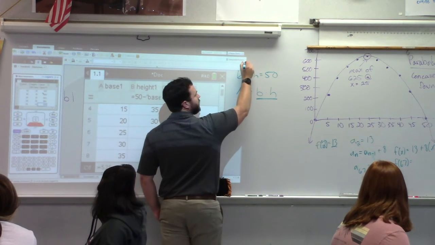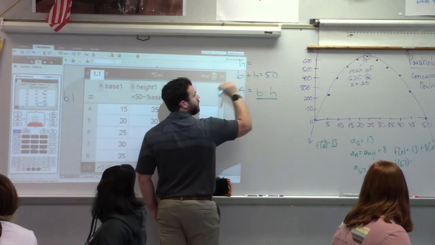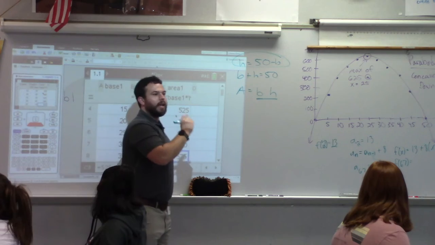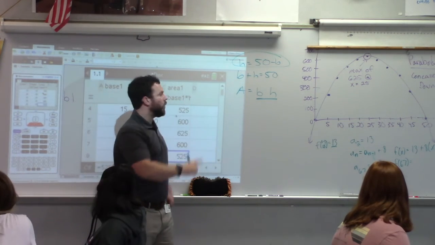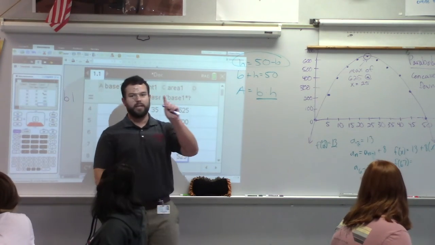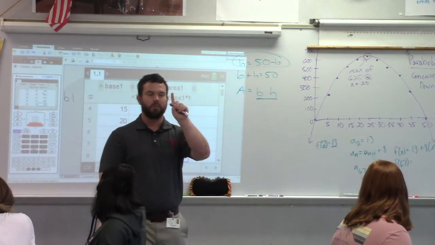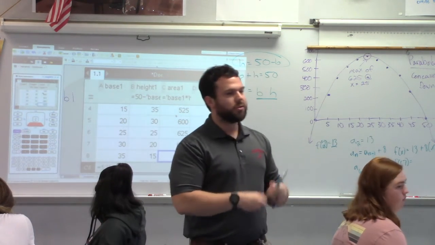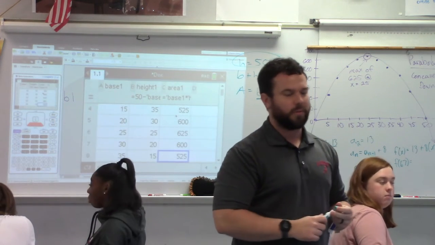What is equal to h? H equals 50 minus b. That's an equivalent equation. If you can figure out how to use that equation and this equation, you can get the area equation into one variable. Take a few minutes with your small groups, see how you can use those two equations to get one variable for your function.